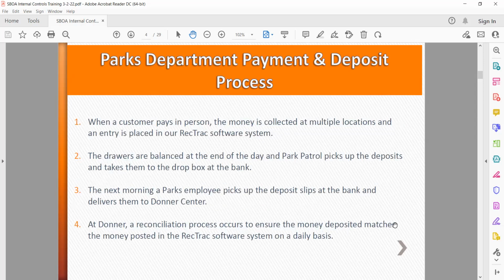The payment and deposit process for the Parks Department. 1, when a customer pays in person, the money is collected at multiple locations and an entry is placed in our RecTrack software system. 2nd, the drawers are balanced at the end of the day and Park Patrol picks up the deposits and takes them to the drop box at the bank. 3, the next morning, a Parks employee picks up the deposit slips at the bank and delivers them to Donner Center. And 4, at Donner, a reconciliation process occurs to ensure the money deposited matches the money posted in the RecTrack software system on a daily basis.